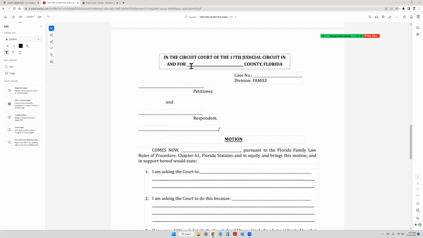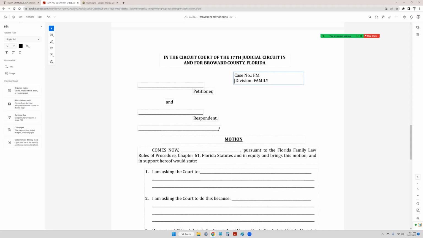And you can spell out 17th as well. That's what I do on my actual paperwork that I file on behalf of clients. And that just decided to blow itself up. Okay, and then the county name goes on the bottom blank. Your case number would go there. Let's just make it the case number for the purpose of this video.